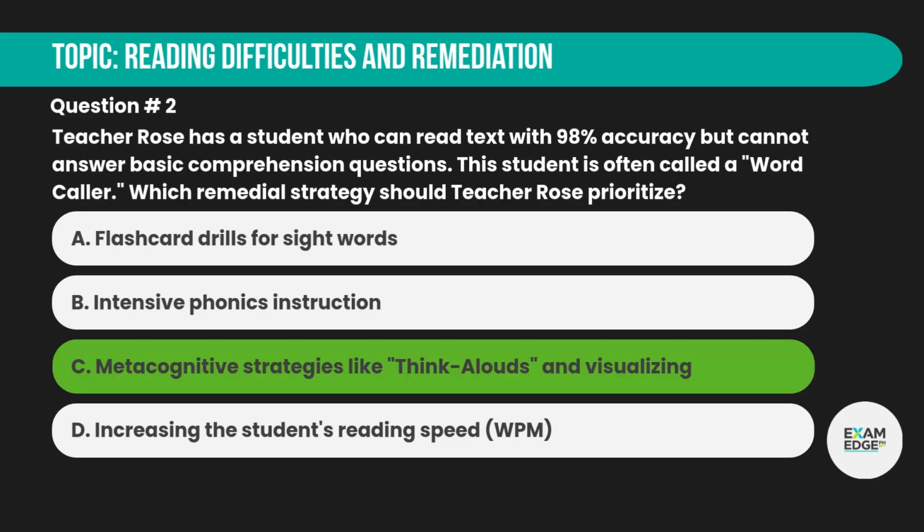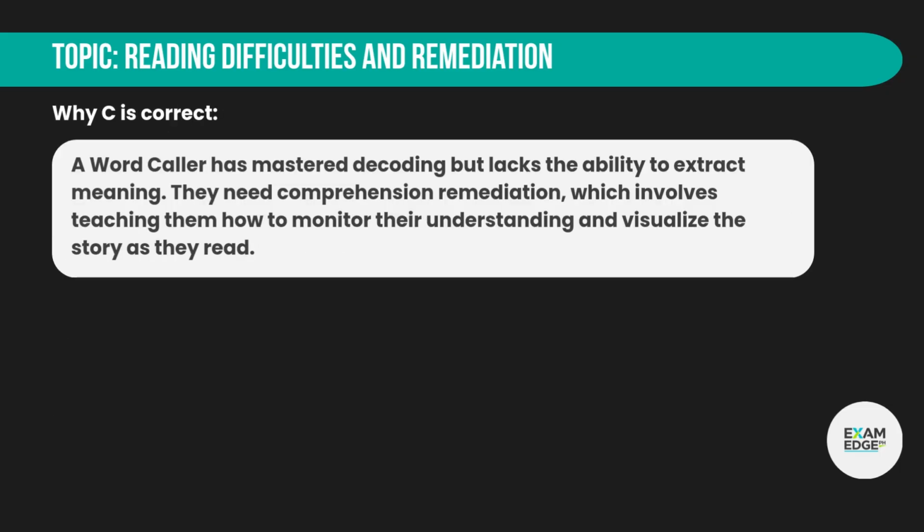Correct answer: C. Metacognitive strategies like think-alouds and visualizing. Why C is correct? A word caller has mastered decoding but lacks the ability to extract meaning. They need comprehension remediation, which involves teaching them how to monitor their understanding and visualize the story as they read.